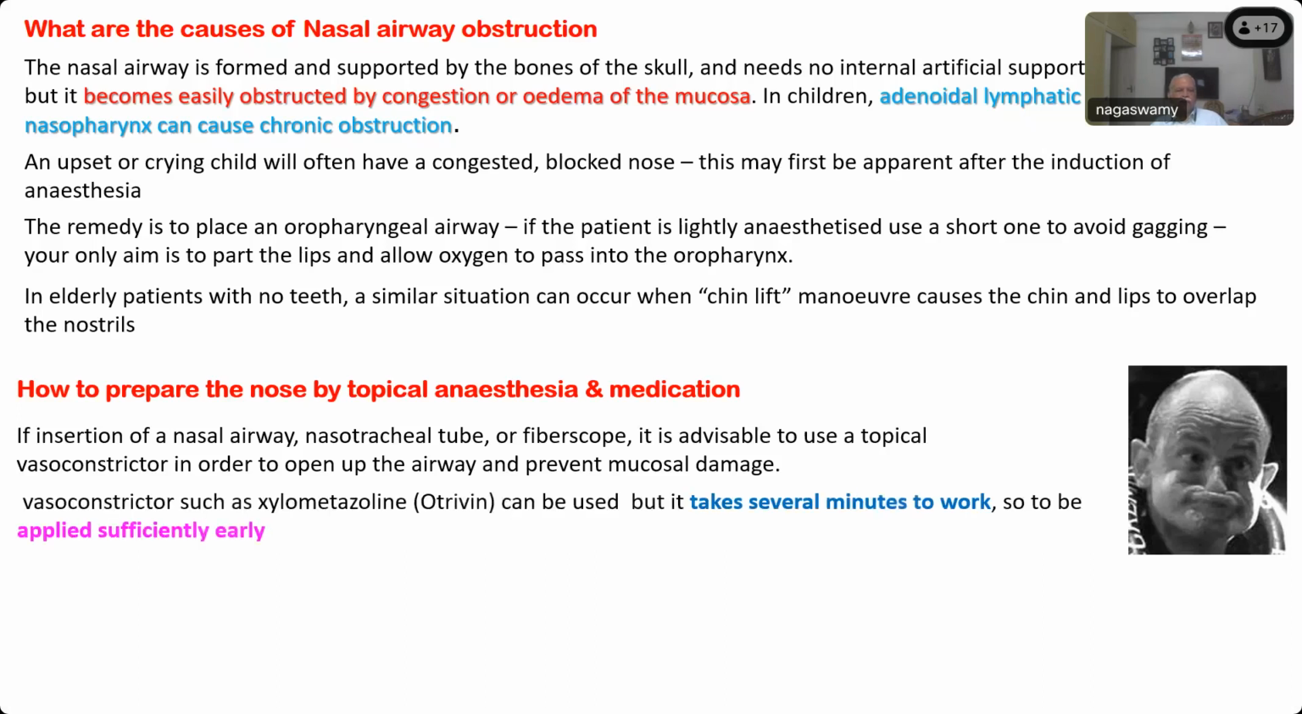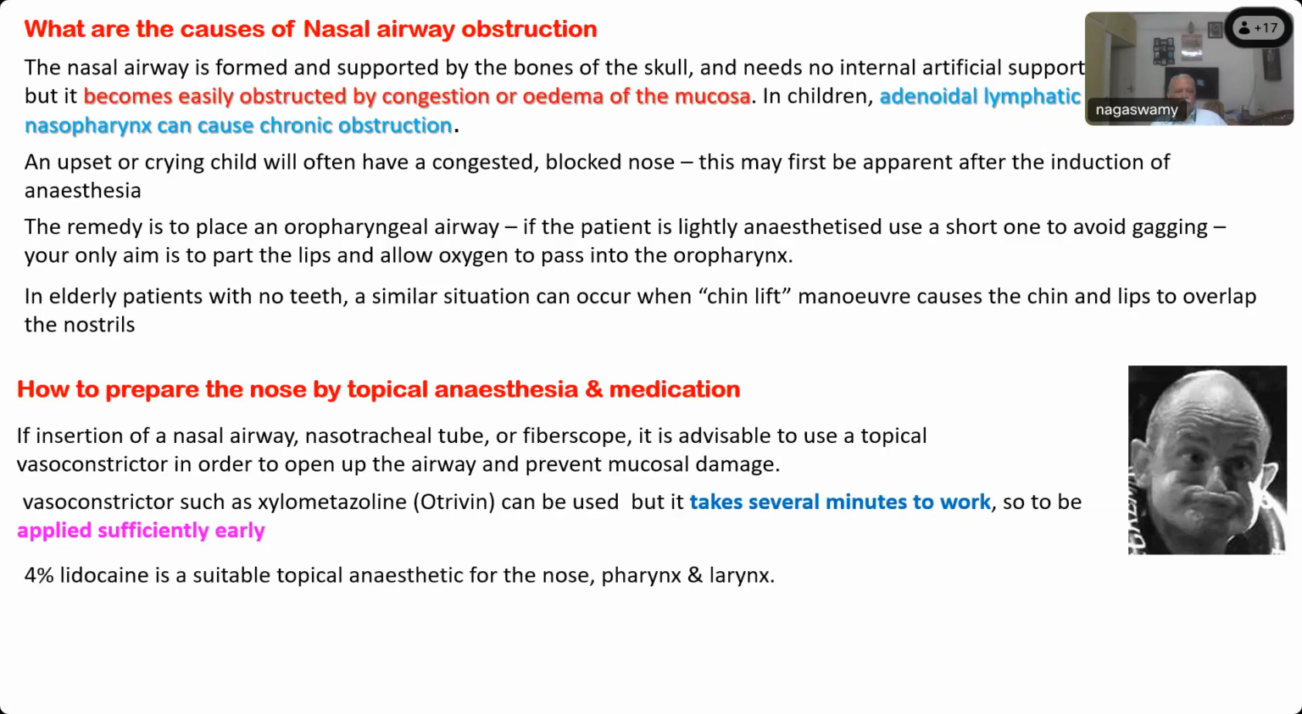Number 1. Vasoconstrictors such as xylometazoline can be used, but it takes several minutes to work. So you must apply it sufficiently early. It is not that you just put 2 drops and immediately insert your airway. You have to give sufficient time for it to take effect.